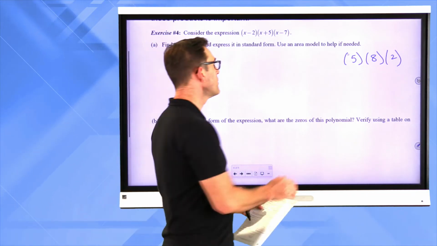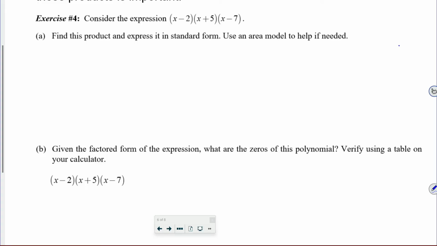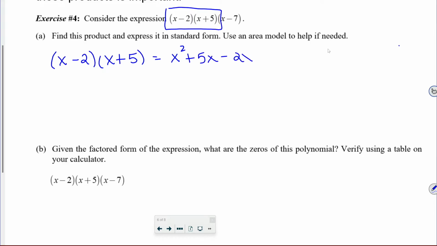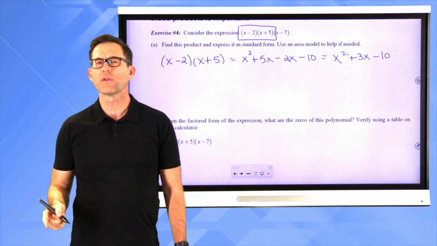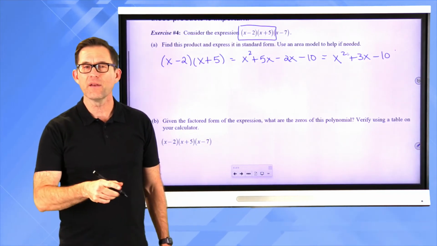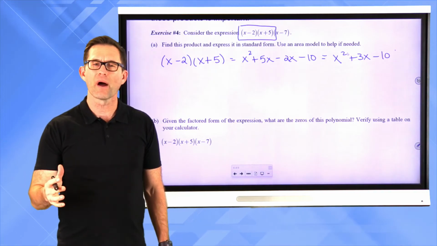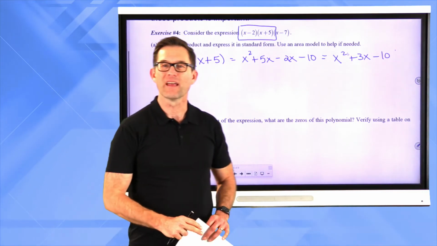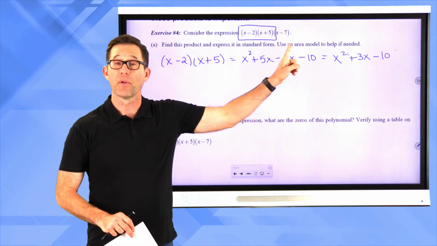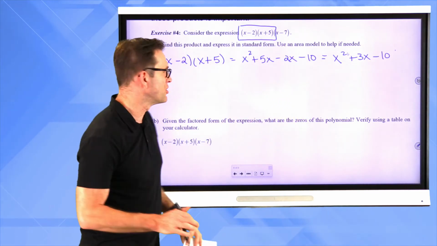All right, well, probably the most natural thing for most people will be to find this product first. So, on your paper, you might say, all right, I'm going to do x minus 2 times x plus 5. That would give me x squared plus 5x minus 2x minus 10. And that would be x squared plus 3x minus 10. And now let me remind you, like in the last case, we did that using just double distribution. Let me remind you of how to use an area model to then take this particular trinomial and multiply it by x minus 7, because this is a nice way of just keeping track of things.